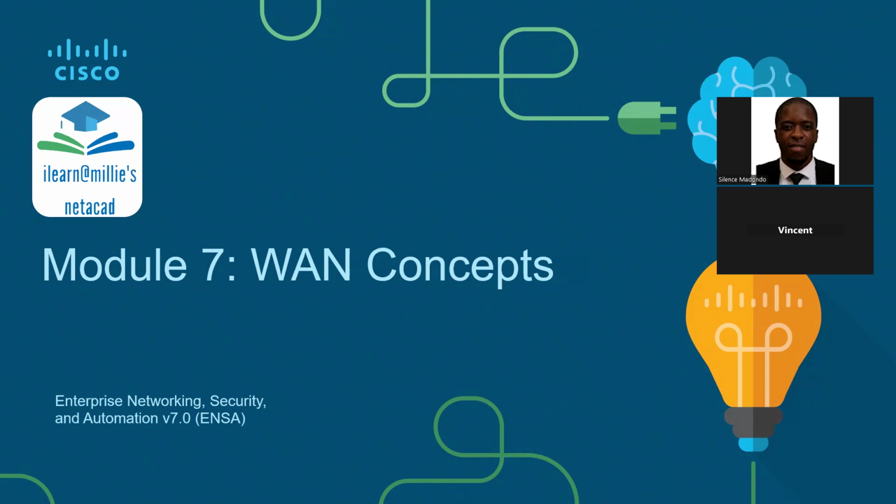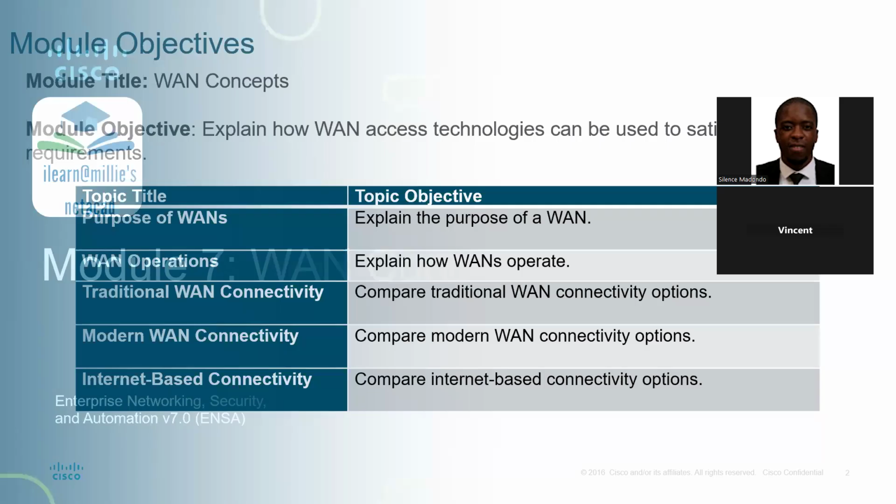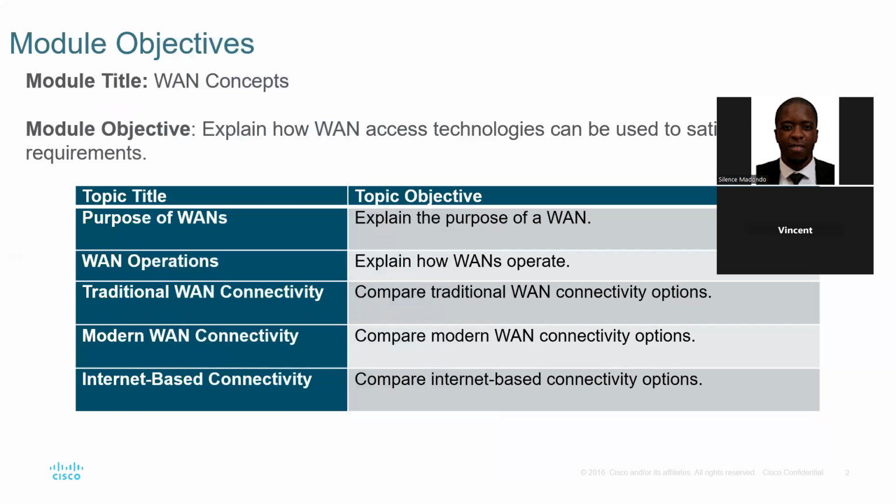So this is another session, Module 7, CCNA 3, wide area networks concepts. And in this one, we'll discuss basically the types of connections that we have in wide areas, from the traditional ones to the modern, then lastly to the internet-based connectivity options.